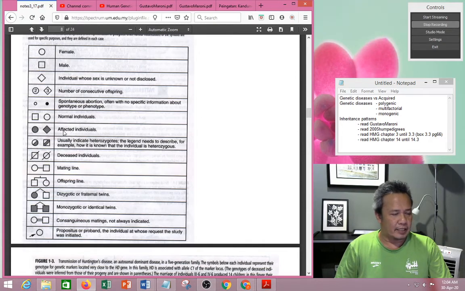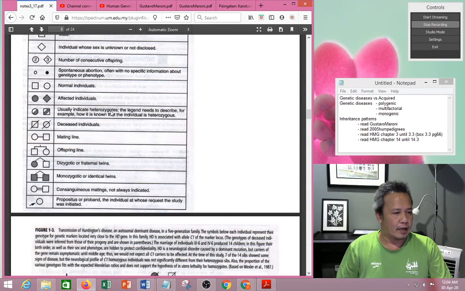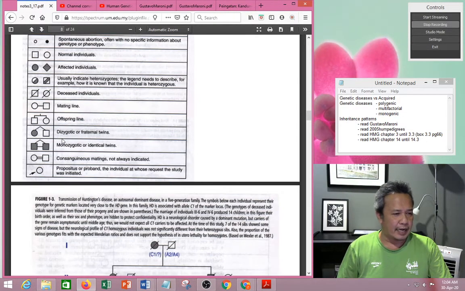So this is affected individuals. This usually indicates heterozygotes. These are deceased. These are the mating line and offspring line. Dizygotic, monozygotic. Remember I mentioned that if you are twins and drawn like this, that means you're dizygotic, so you're not identical. But if you have a line in the middle, it doesn't mean there's a mating here. That means these two are monozygotic, identical twins. Consanguineous marriage, this is what I mentioned. Proband.